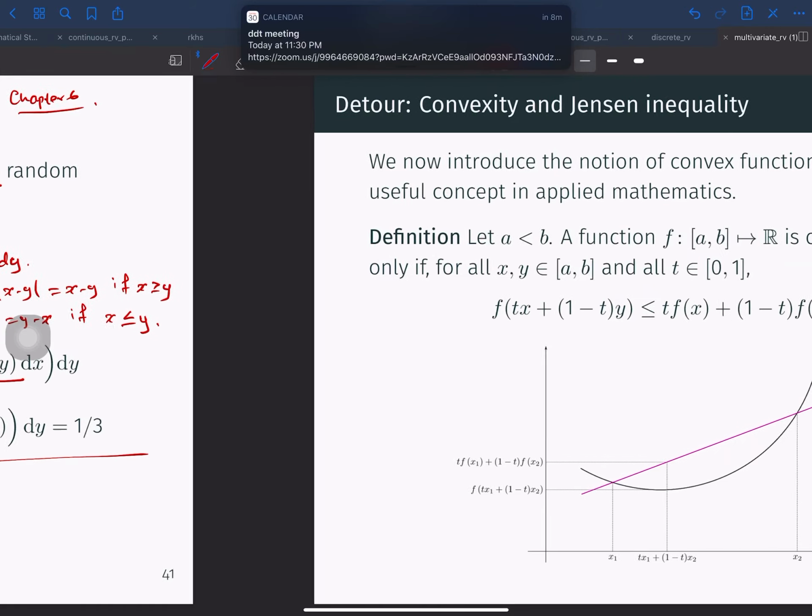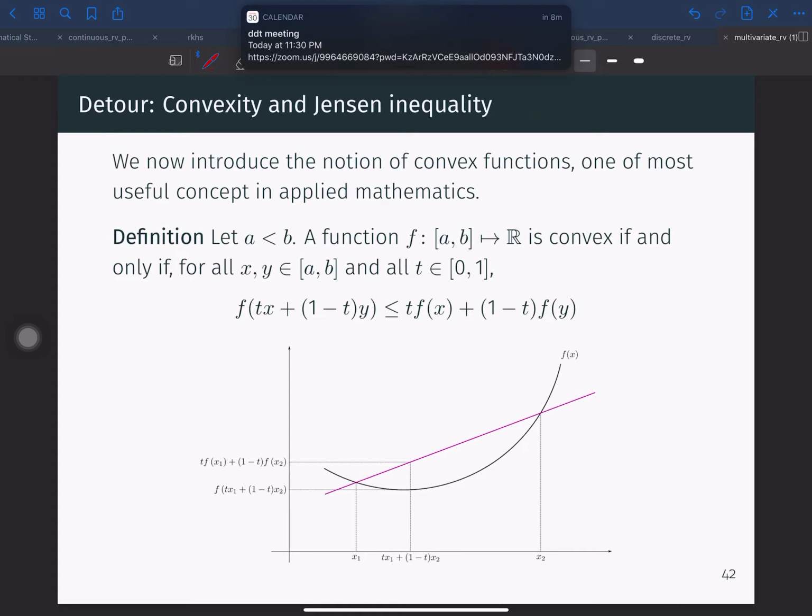So now we will take a detour. This material is never included in your textbook, but I think it is important enough that we should take a look at it now. It is unlikely to appear on your exam, so you can rest assured, but I think it's one of the most beautiful and yet simple results for an applied mathematician to know. So let's talk about it. And that's the notion of convex function and what is known as Jensen's inequality for expected value.